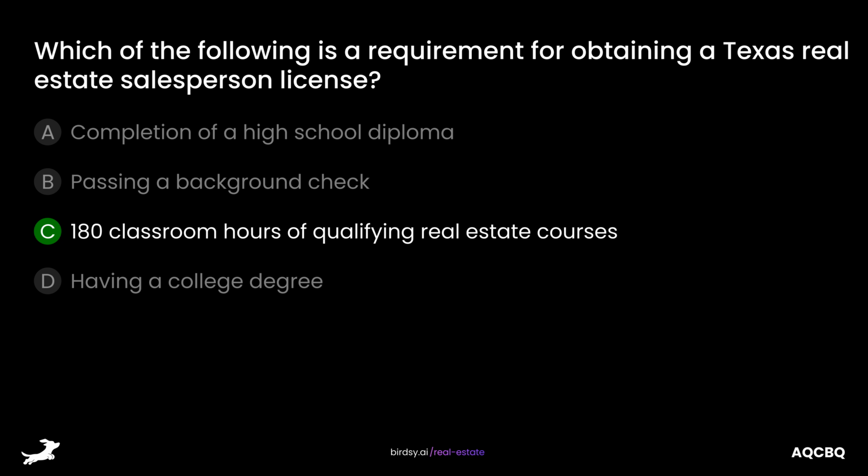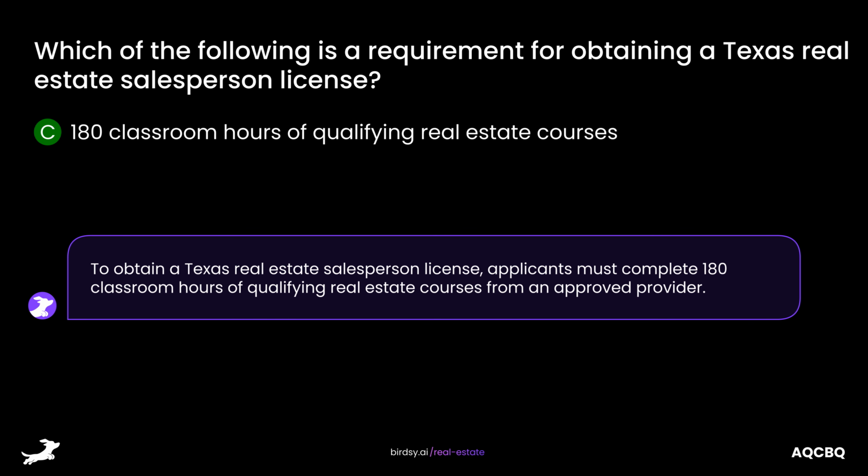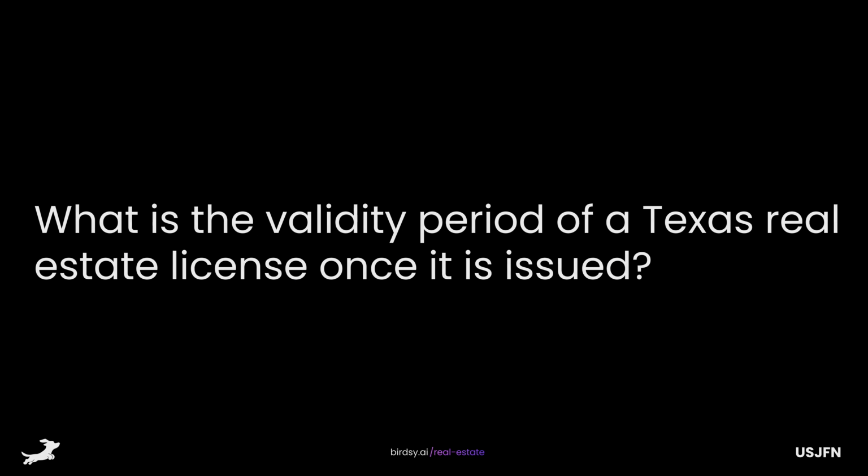The answer is C, 180 classroom hours of qualifying real estate courses. To obtain a Texas real estate salesperson license, applicants must complete 180 classroom hours of qualifying real estate courses from an approved provider. What is the validity period of a Texas real estate license once it is issued?